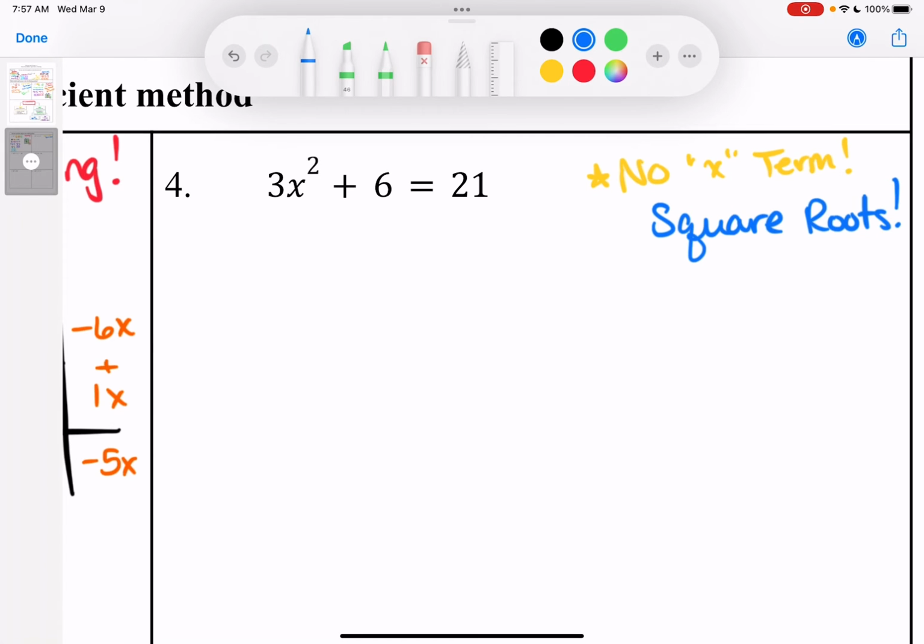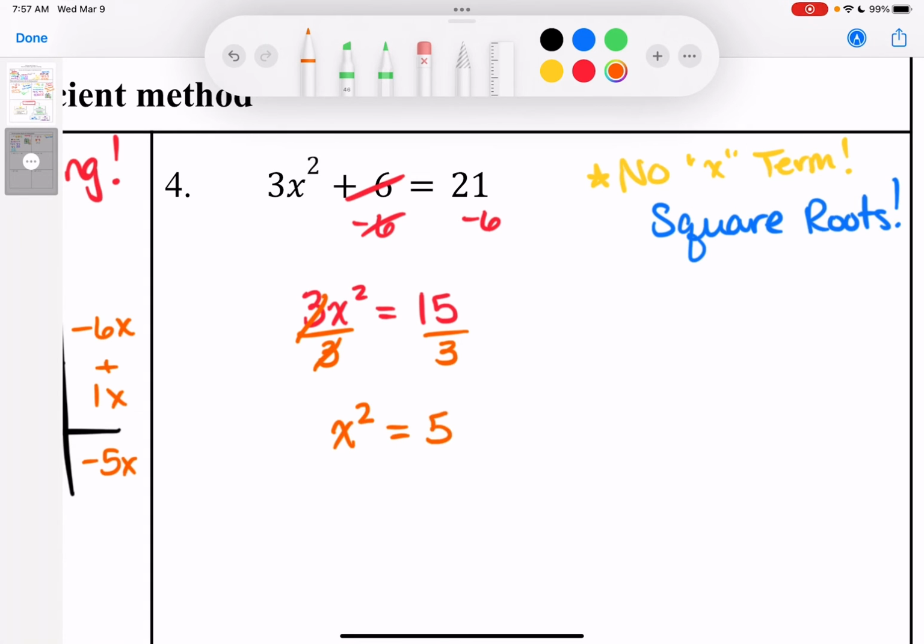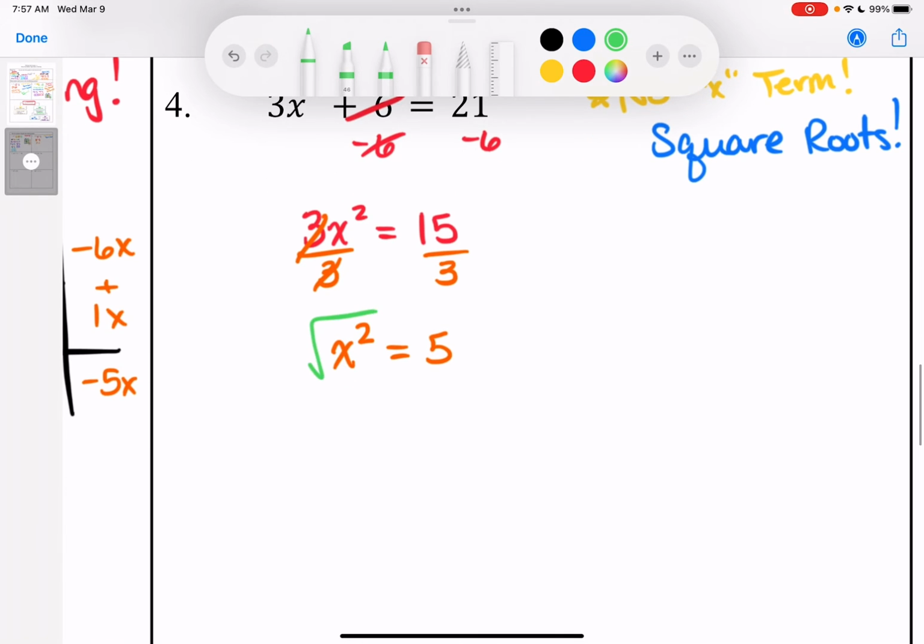So the big idea here is I'm going to get the x squared by itself. So I subtract 6 from both sides. I get 3x squared equals 15. Divide both sides by 3. And I get x squared equals 5. All right, I've got my x squared by itself, so I'm going to square root both sides. Square root and squared cancel, so I get x equals square root of 5.